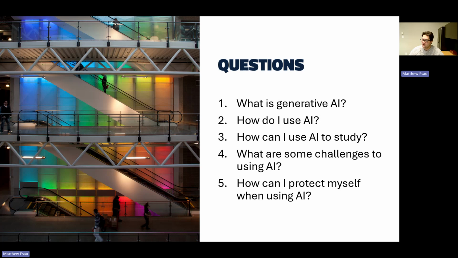But the first question we're going to ask is, what is generative AI? What's it all about? And how can we use it? How does it work? How can you generate a good prompt? Things like that. We're then going to move into specific skills for studying, and this will comprise the bulk of the seminar. We're going to look at some challenges to using AI for studying, and we're going to look at how we can protect ourselves from some of the downsides of current kind of AI models.